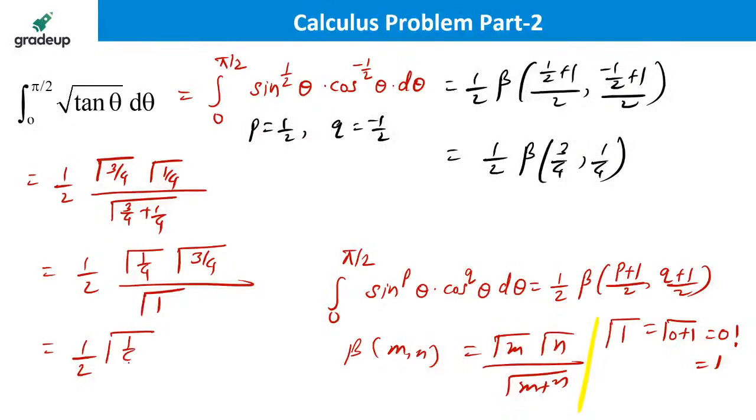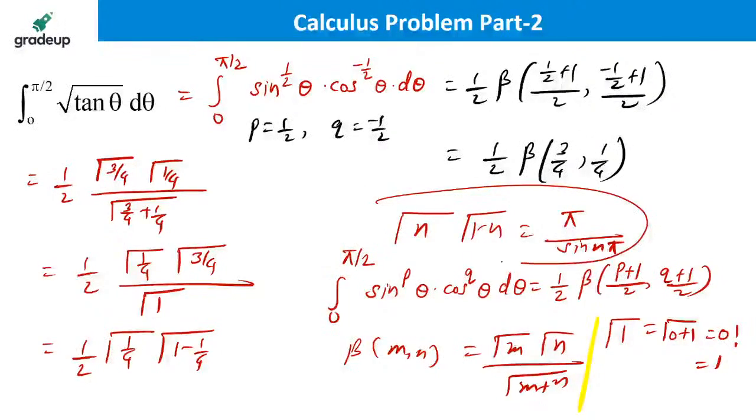Numerator is gamma 1 by 4, and gamma 3 by 4 can be written as gamma of 1 minus 1 by 4. So there is one more formula: gamma n into gamma 1 minus n is pi upon sine n pi. These are some standard results. I already disclosed these results in my prior classes on YouTube. So 1 by 2 pi upon sine n pi, that is 1 by 2 pi upon sine pi by 4. Sine pi by 4 is 1 by root 2. So pi by root 2 is the final answer.